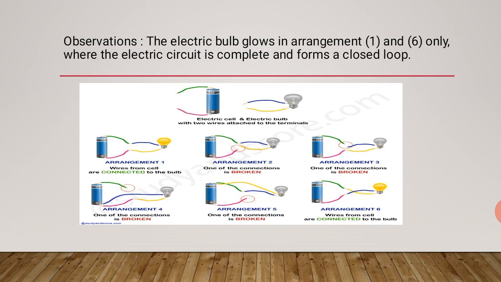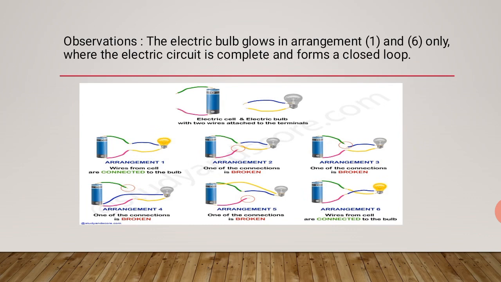Next is arrangement 5. See here, both the wires of the bulb are connected to the positive terminal of the electric cell. This is also the same condition as the fourth. So here also current will not flow and the bulb remains off.